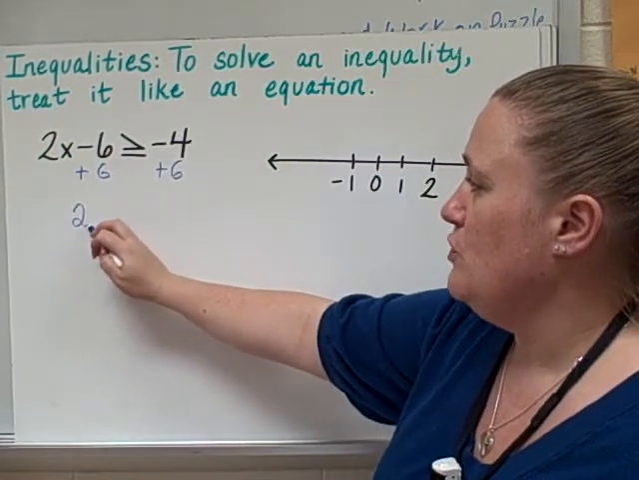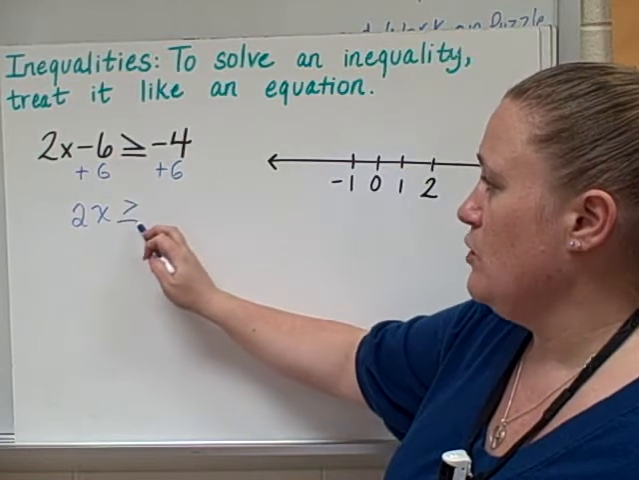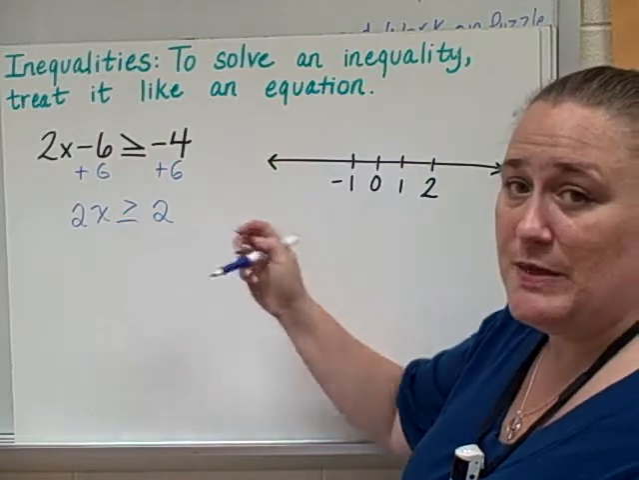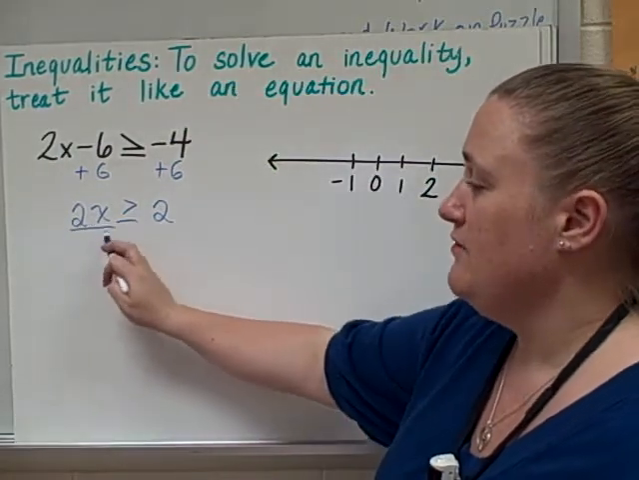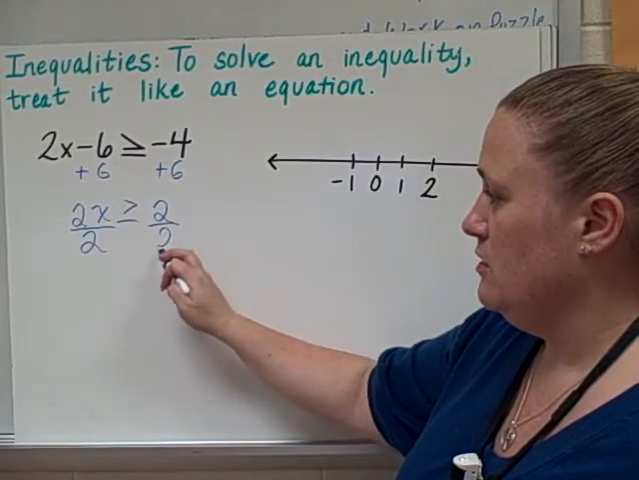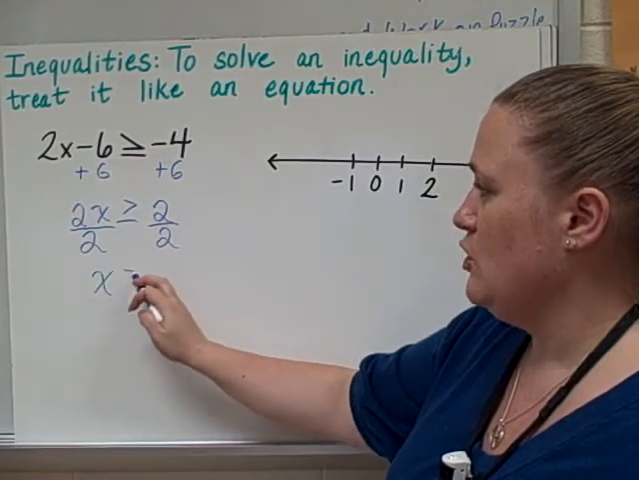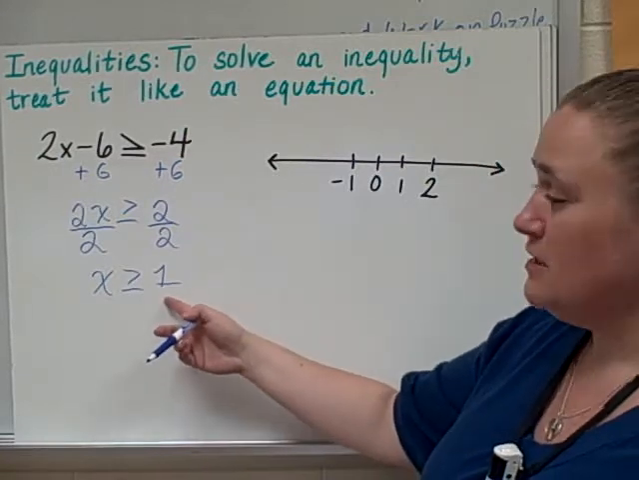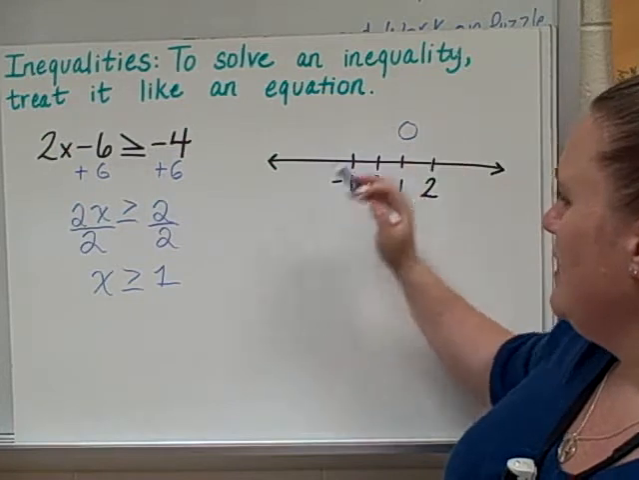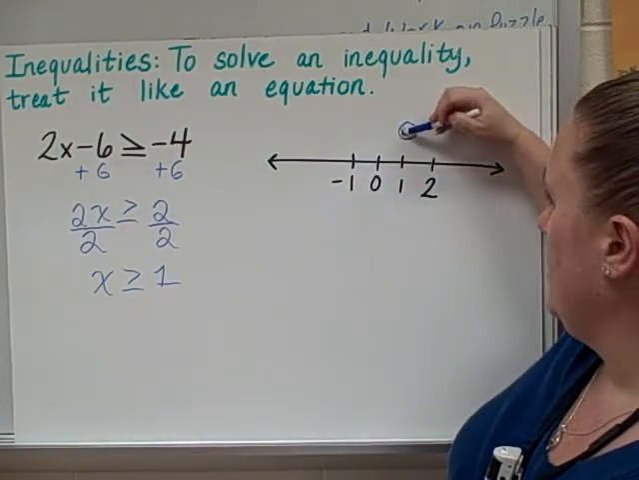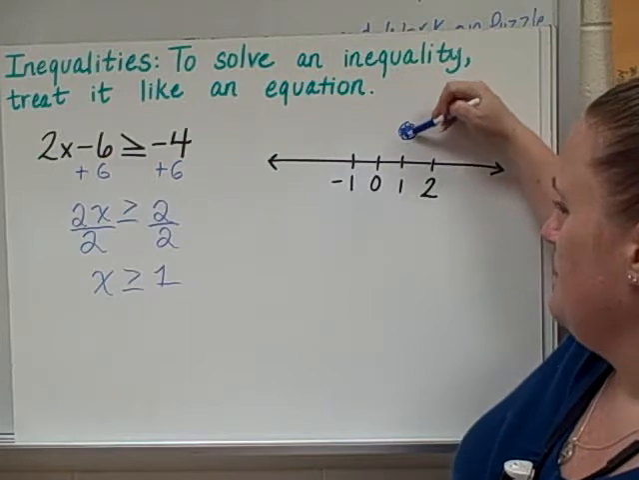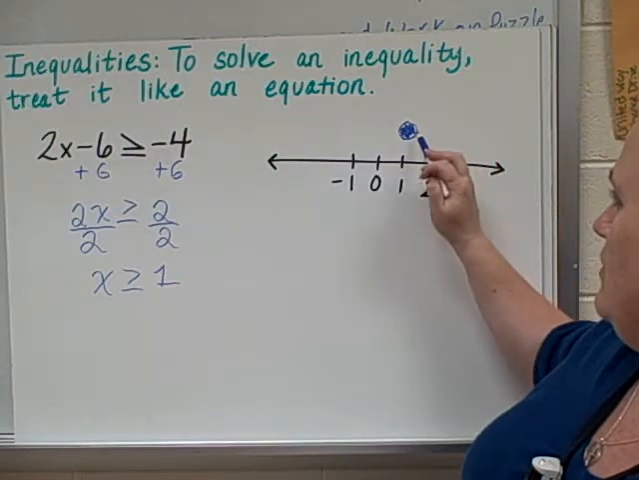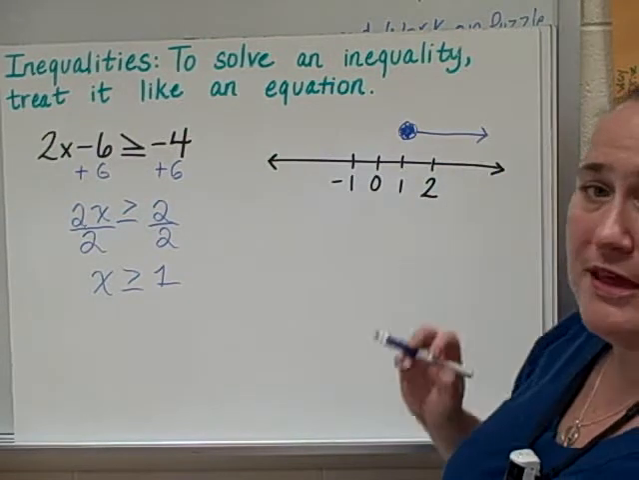So I get 2x is greater than or equal to positive 2. Negative 4 plus 6 gives me positive 2. Then we divide both sides by 2, and we get x is greater than or equal to 1. So my magic number is 1. It says equal to, so we're going to color it in. Now, what numbers are greater than 1? Well, these are the numbers that are greater than 1.